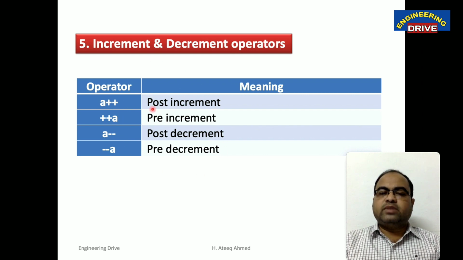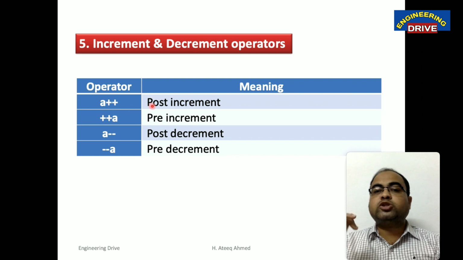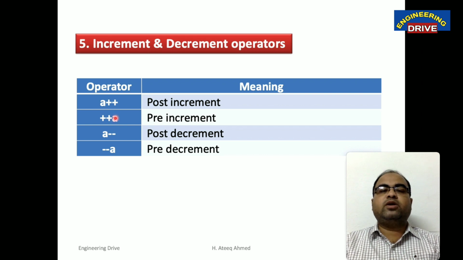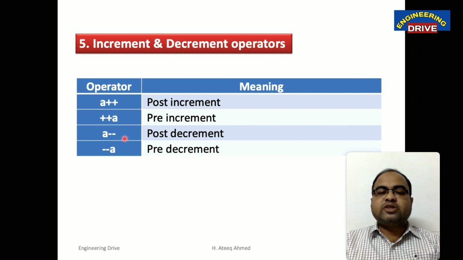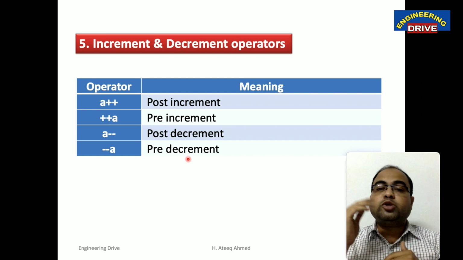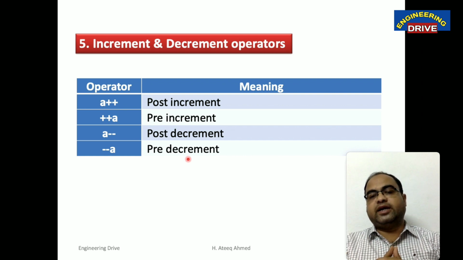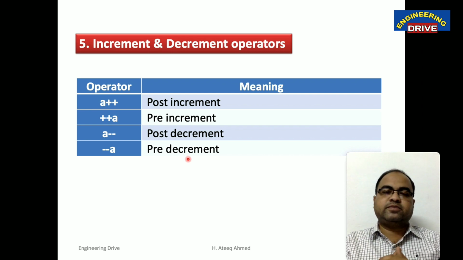As we know, in A plus plus, we use the increment operator after the variable. A is a variable, and after the variable we have used the increment operator. That's why it is post-increment. Post means after. If we use the increment operator before the variable, that's why it is pre-increment, before increment. A minus minus is post-decrement. Minus minus A is pre-decrement. So depending on the position of the increment and decrement operators, we can classify them into 4 categories. We can make use of these operators in 4 ways.